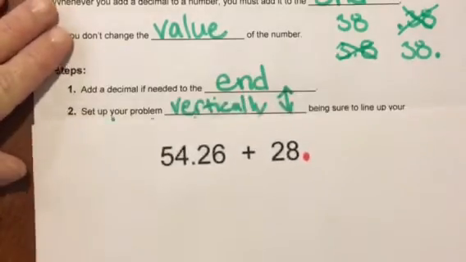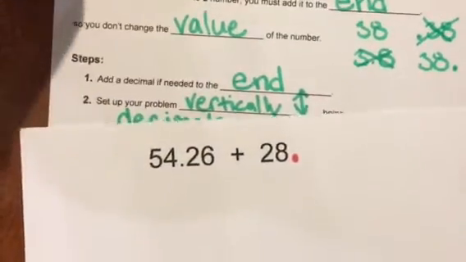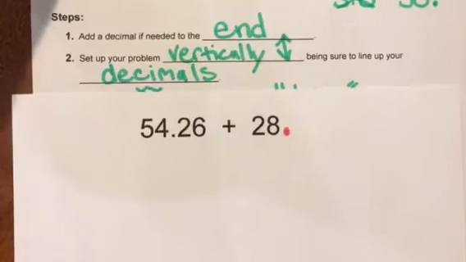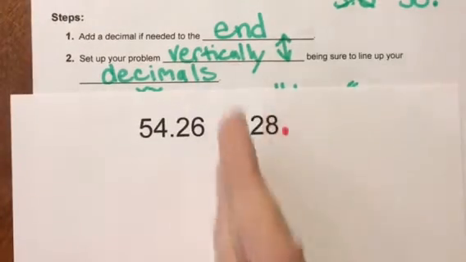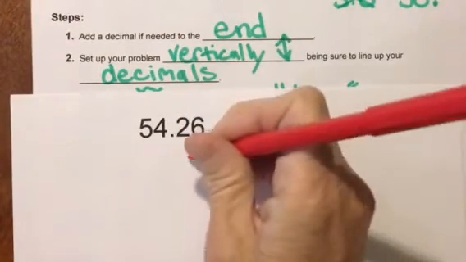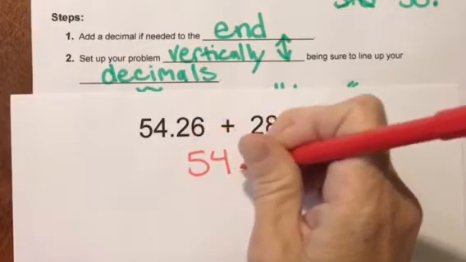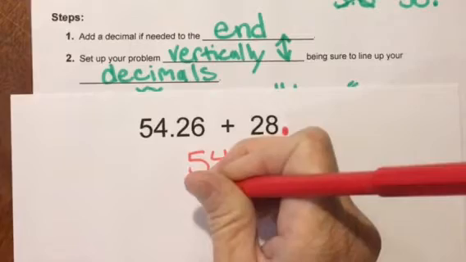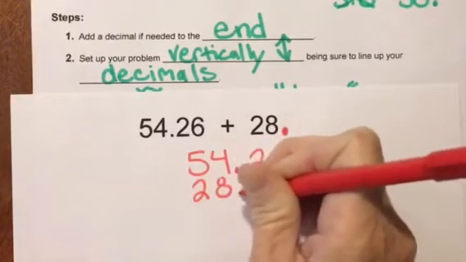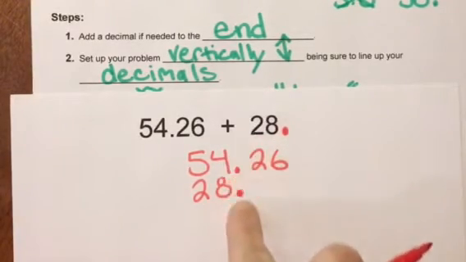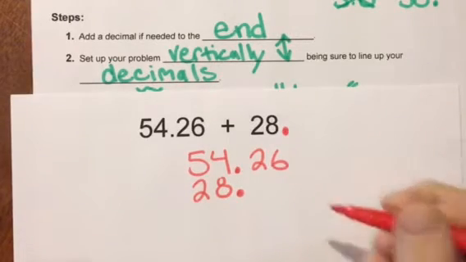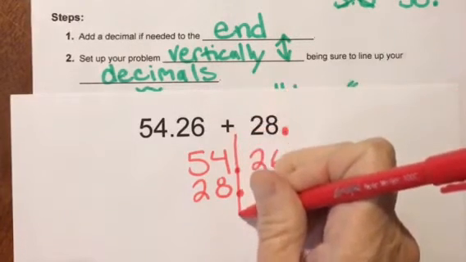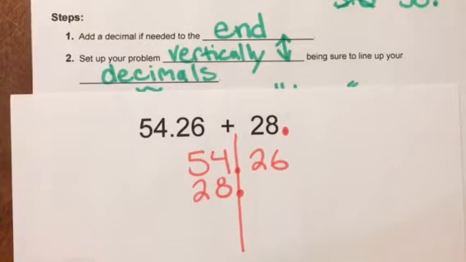Okay, my next step says I'm going to set up my problem vertically, being sure to line up my decimal. So vertically means up, down. So I'm going to have 54.26, and I'm going to add 28 decimal. Notice I lined up my decimals. Okay, that's going to be really, really important. You could even draw a line down them right now if you had to.